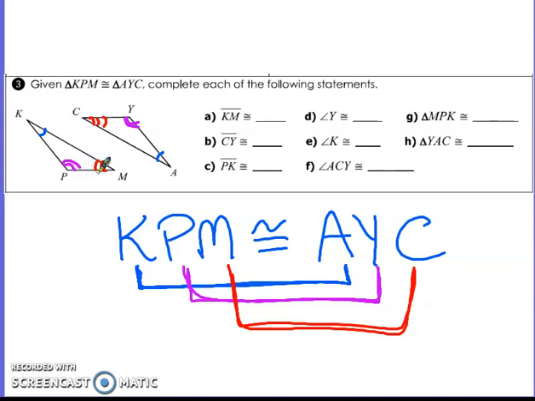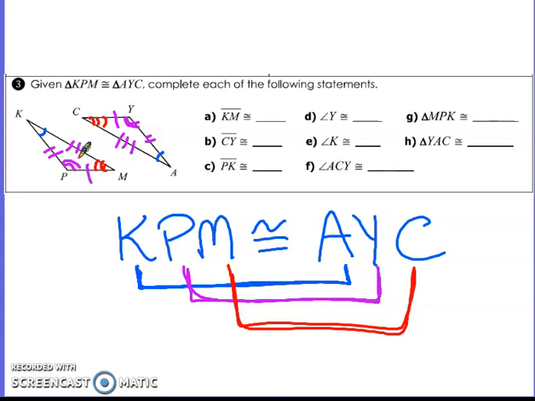Now, you don't have to label the triangle, but for those of you who are visual, it just helps. If I look at side PM, well, PM is the last two in my congruency statement, so that's going to correspond to YC. And we also know it's between my purple and red angle. If I do PK, PK is going to be congruent to YA. And then I have CA congruent to MK.